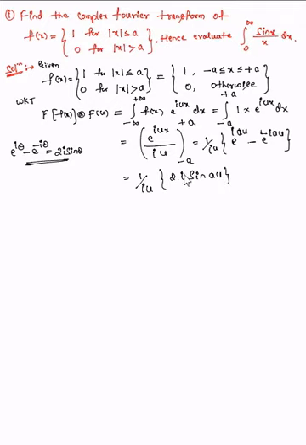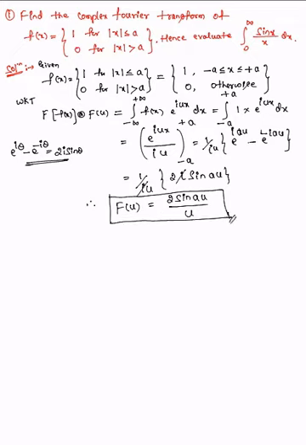Now this i and i get cancelled. Therefore we get f of u, the Fourier transform, equal to 2 sine au divided by u. So this is the required Fourier transform of your problem. This is how we can find the Fourier transform of a given function, a very simple procedure. Take the given function, write the limits in the proper way, take the formula of Fourier transformation, substitute your function and integrate, and you get the Fourier transformation.